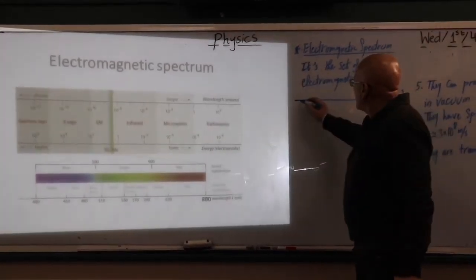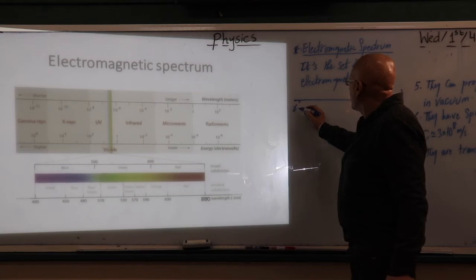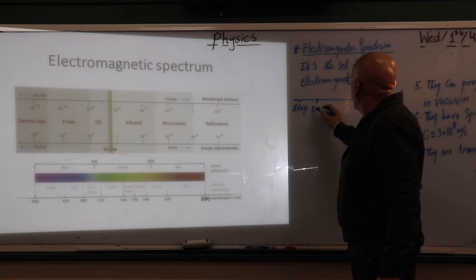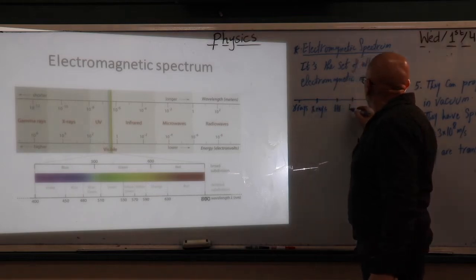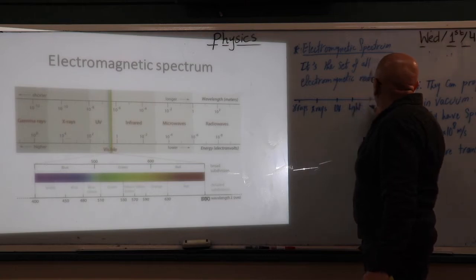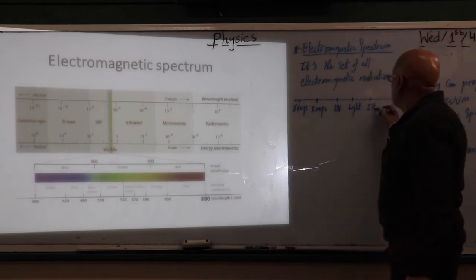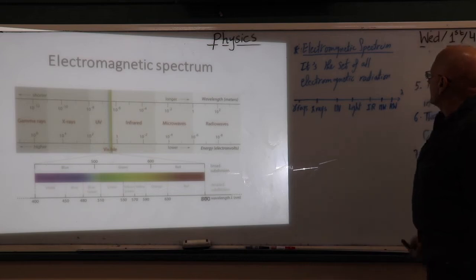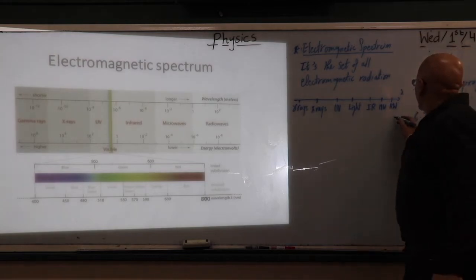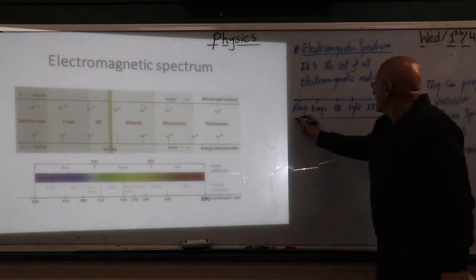In increasing lambda, you have first gamma rays, then X-rays, then ultraviolet, then light, then infrared, microwaves, and finally radio waves. If these are classified in increasing lambda, the reverse is for the frequency.